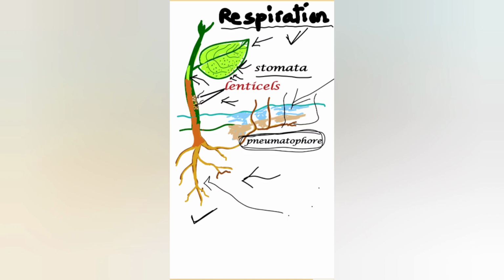So what have we understood so far? What is respiration? Oxidation. What is the need of respiration? To give energy. And how do plants take in oxygen? Through stomata, lenticels, root surfaces, or specialized roots, pneumatophores.